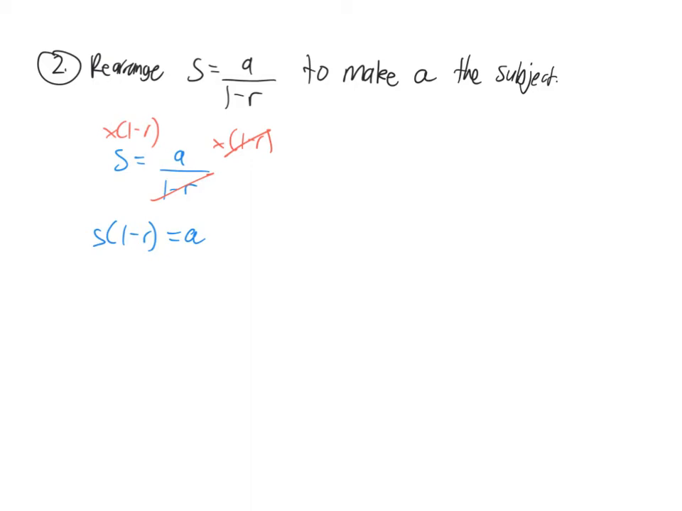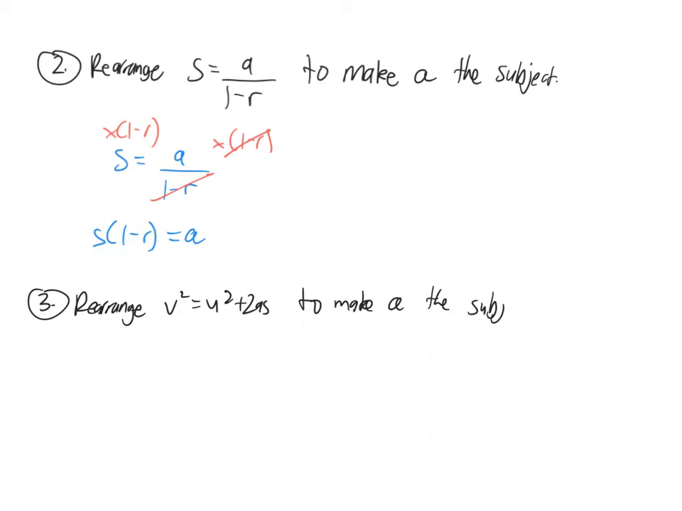Let's do a question 3 as well. Rearrange v squared equals u squared plus 2as to make a the subject. Okay, so let's take away u squared. v squared minus u squared equals 2as.